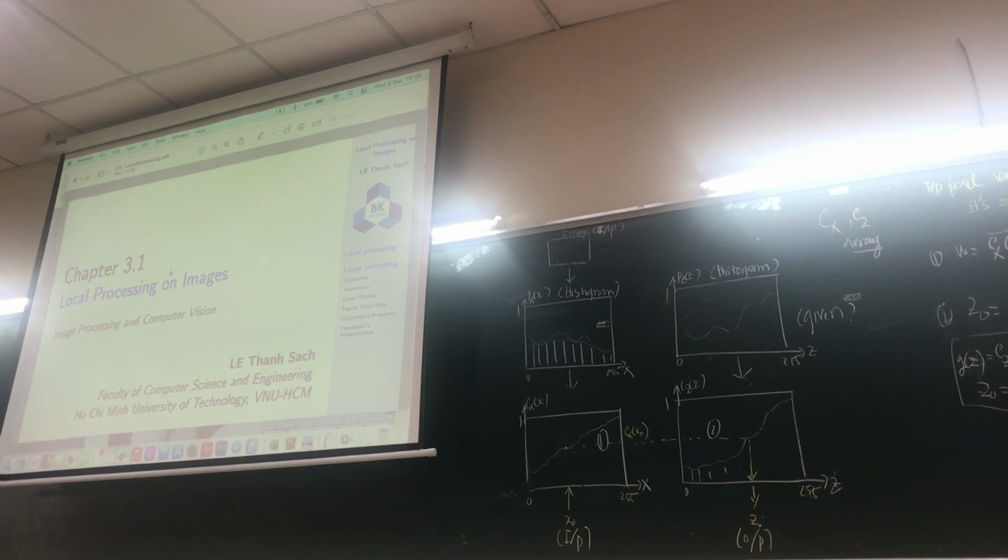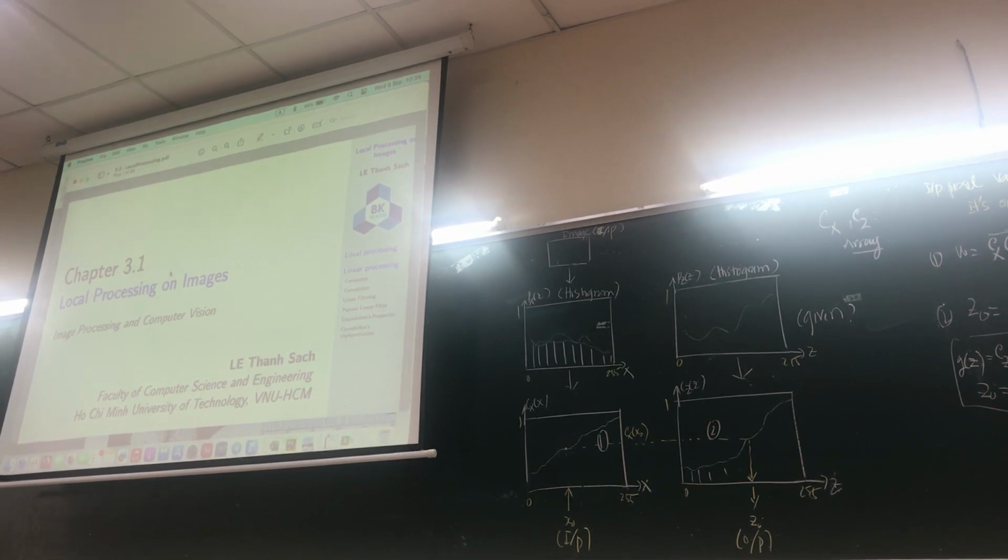Here is a pixel, like S0 and Y0. That is the pixel. What does local mean? Local means the area around the pixel. Okay, that is the window.